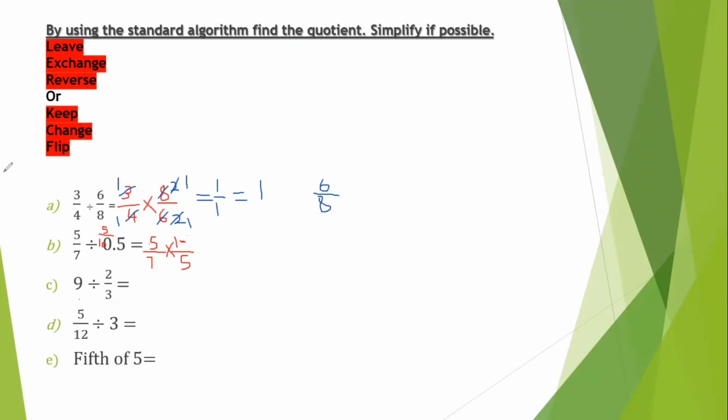Let's simplify. We can divide up and down by 5. Divide 5 equal 1. Divide by 5 equal 1. 1 times 10 equals 10. And 7 times 1 equal 7. This is improper fraction. Let's convert it to be a mixed number. How many 7s in 10?